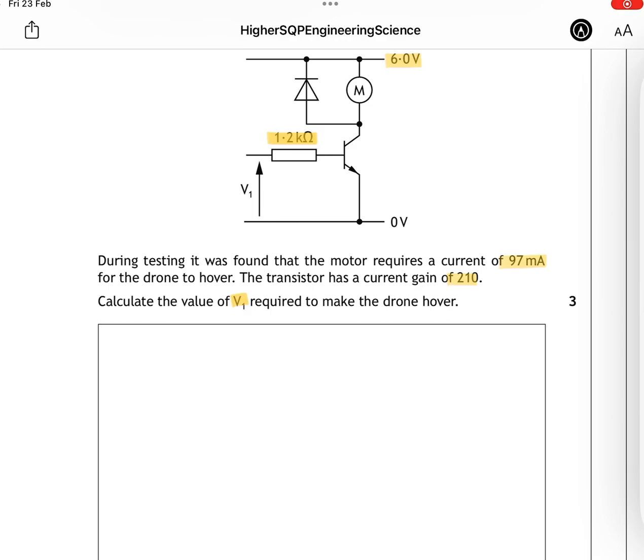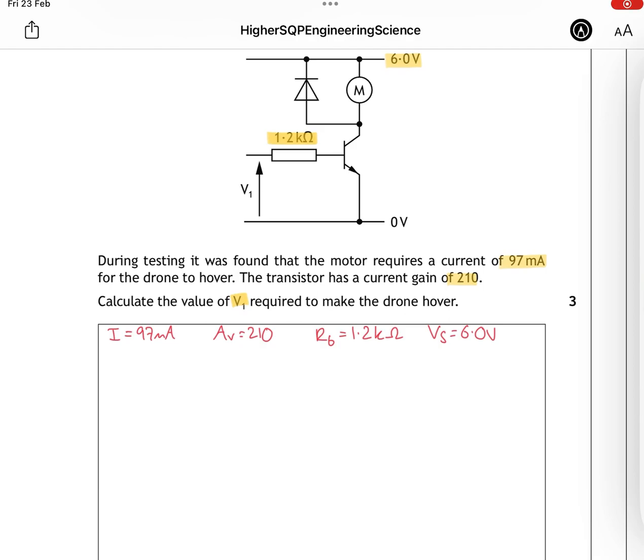If you like to, one of the best things can be to write that out, especially in an exam scenario if you're worrying. So we can say that I is equal to 97 milliamps, and that our gain is 210. We can say the resistor at the base is equal to 1.2 kilo ohms, and that my supply voltage is equal to 6 volts. The first thing that I want to do is find the current at the base of my transistor.